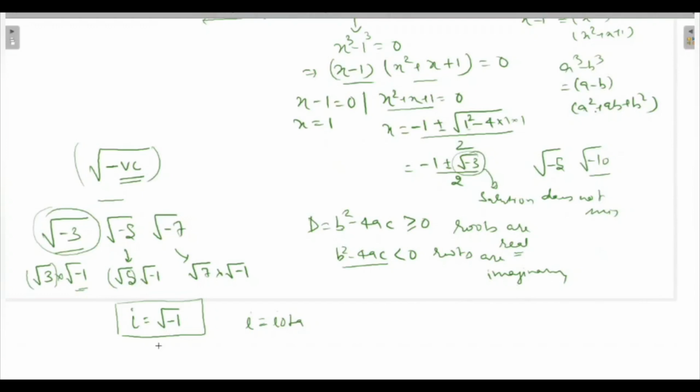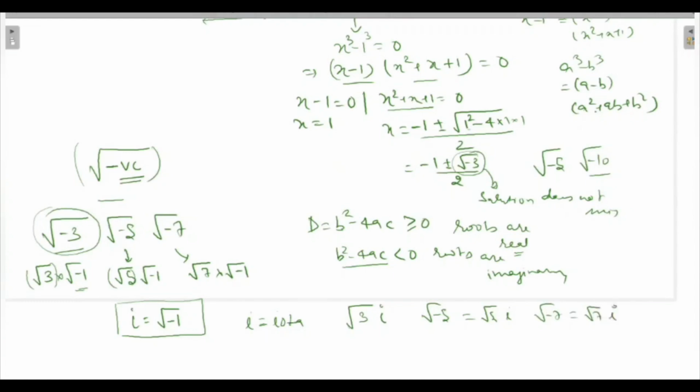And they started saying that whenever you encounter a square root and then there's a negative quantity, start writing square root of 3 and i. We will write it like this. The square root of minus 5 will be written as square root of 5 and i, and square root of minus 7 will be written as square root of 7 and i.